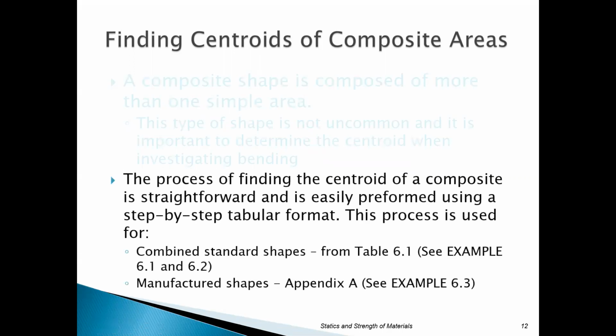The process of finding the centroid of a composite shape is very straightforward because you're going to use a step-by-step process, and we create a little table that allows us to do this. If you look at your table 6.1, they show you a way of doing that, but I'm going to run you through the example here. We're going to do this for combined standard shapes, with a couple of examples, and for a manufactured shape or two. But this is going to require you to reference Appendix A in the back of the book.